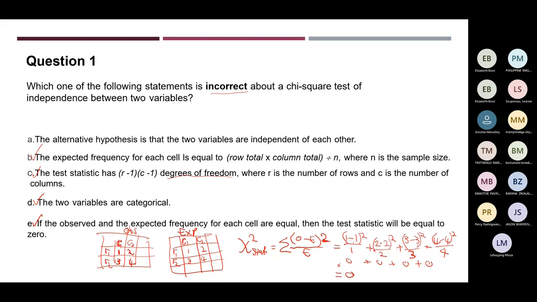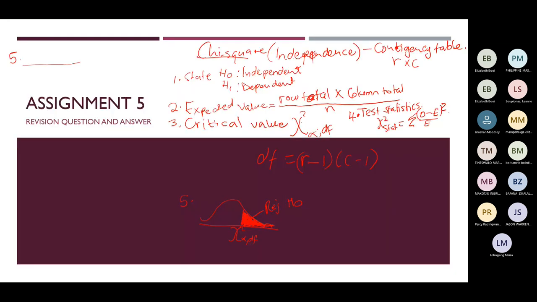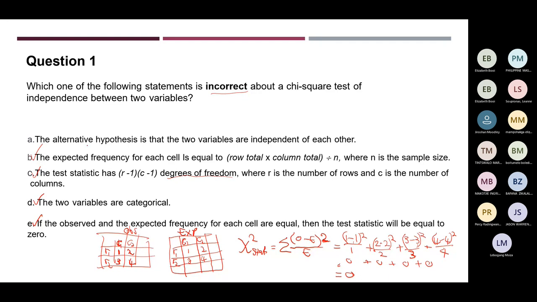Number A. The alternative hypothesis is that two variables are independent. How do we state the null hypothesis and the alternative hypothesis? The null hypothesis always has independent. The alternative will have dependent. So the question here says the alternative has independent. It should not be independent. It should be dependent of each other, which means the incorrect statement is that one.